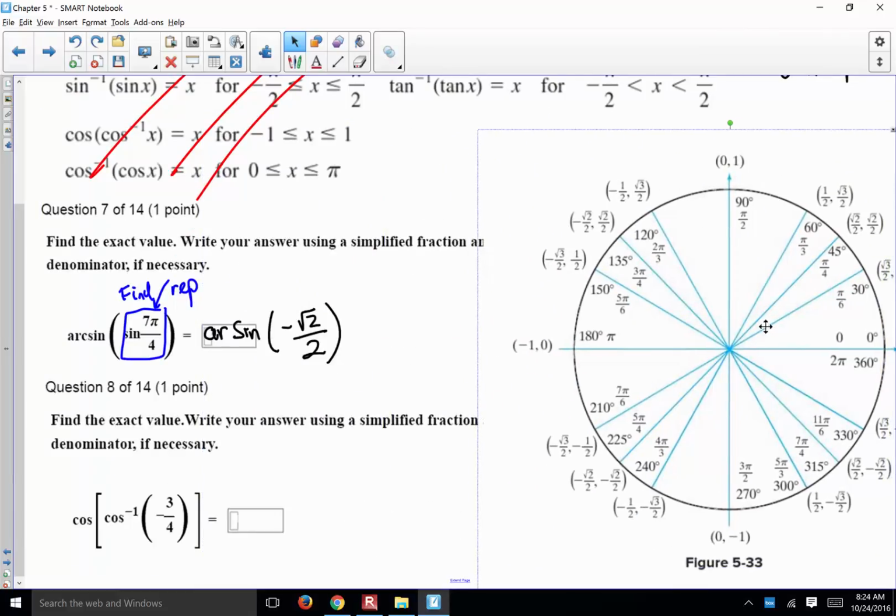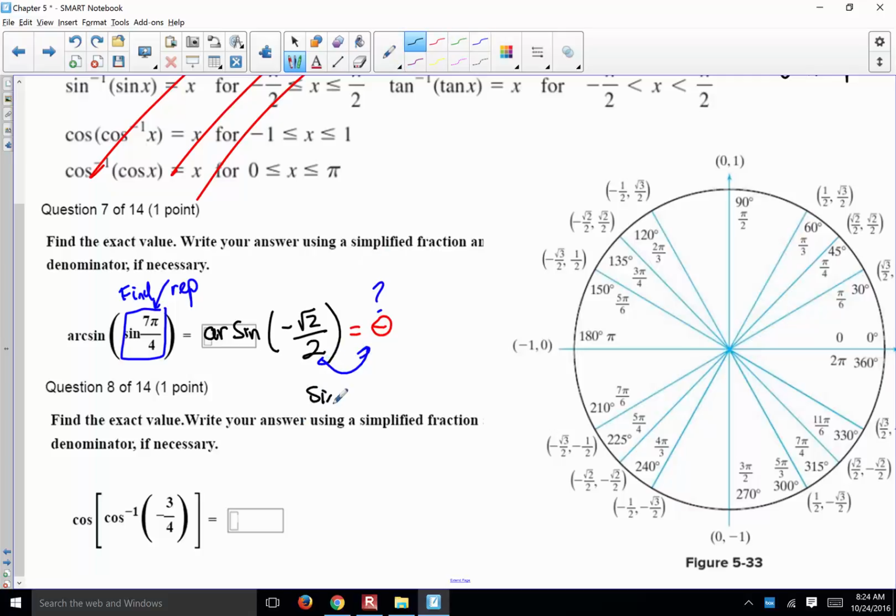Alright, let's take a look. So again, here is what I do. I call this theta, and I'm looking for this theta. That means I need to figure out what angle substituted in sine gives you minus root 2 over 2. I'm going to find it and call it theta. That's it. Question is over.